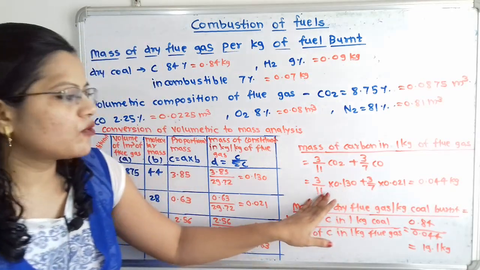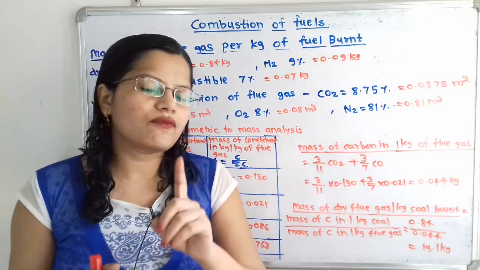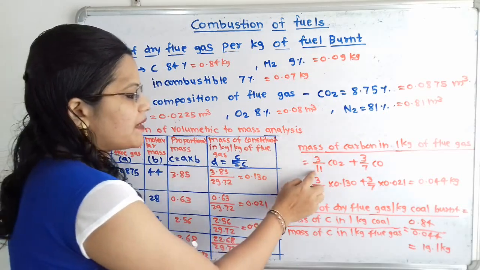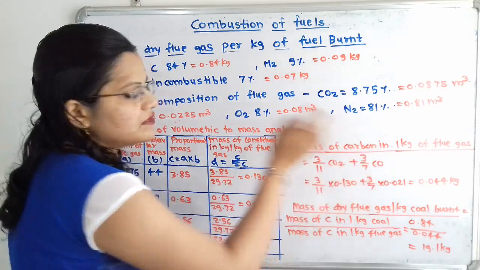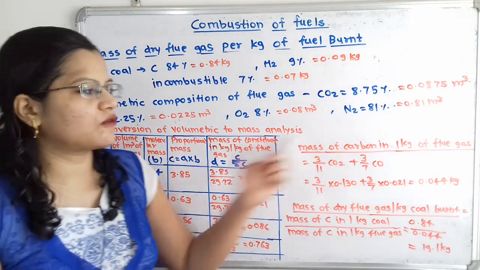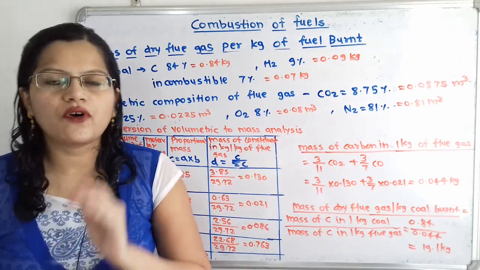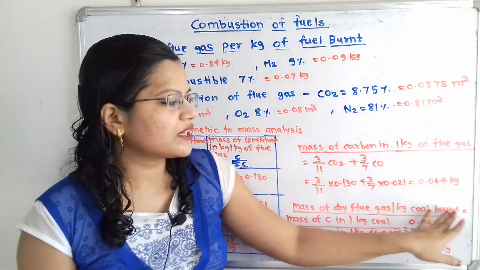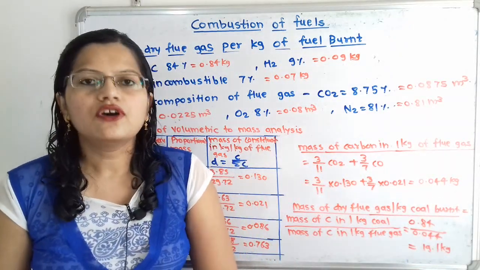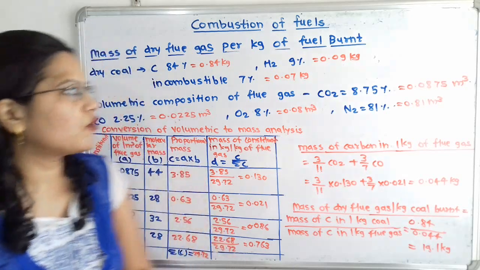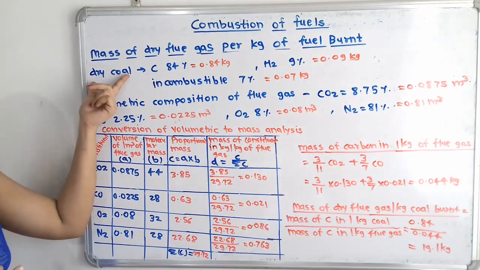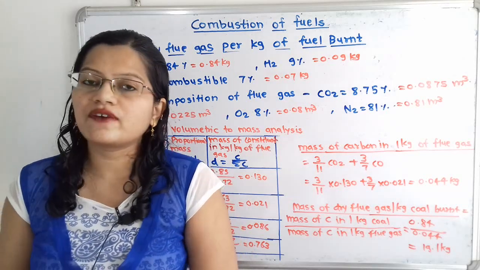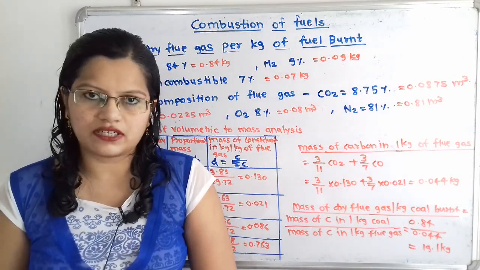So this is the amount of carbon present in 1 kilogram of flue gas. This is the formula, that is 3 by 11 CO2 plus 3 by 7 CO, to calculate this. Now we will move to the final question, that is the mass of dry flue gas per kilogram of coal burnt. So for the combustion of 1 kilogram of dry coal, what is the mass of the flue gas that is getting generated?